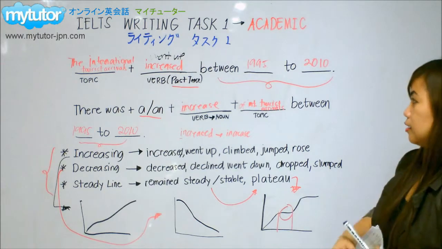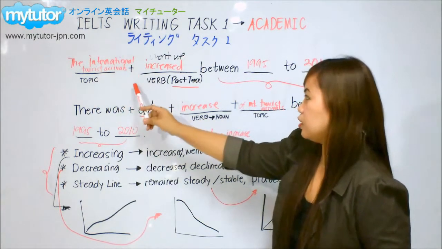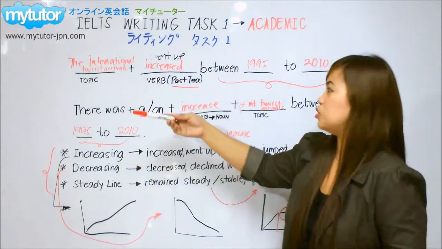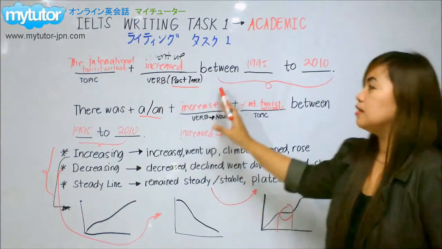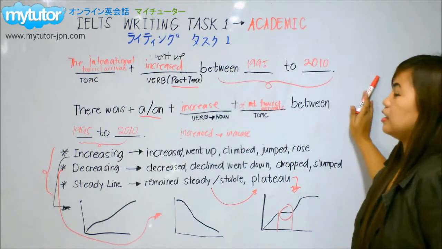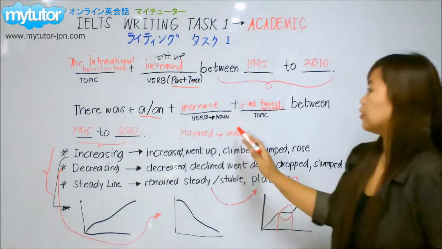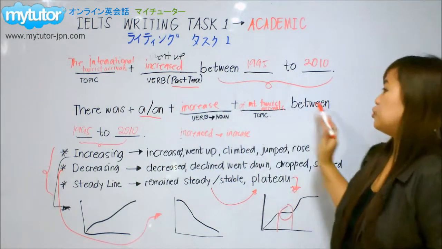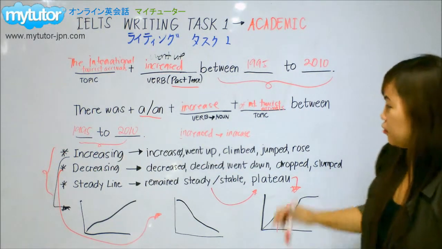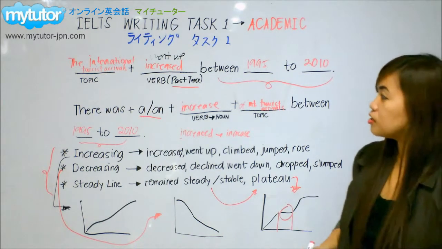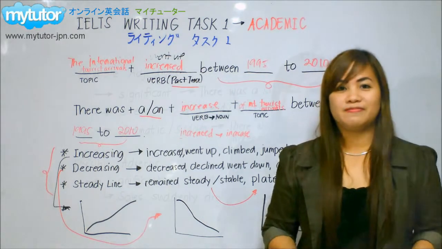So let's make a sample. The international tourist arrivals, or you can say any other topic, whichever you get, remained steady between 1995 to 2010. Second pattern: there was a plateau of car sales in Japan between 1990 to 2010. So these are very important words to use in making the second sentence of your introduction.